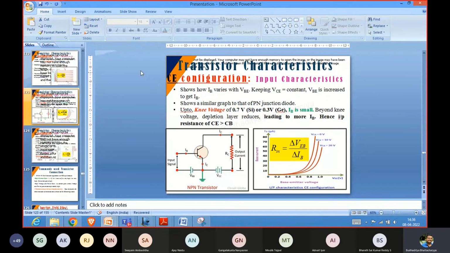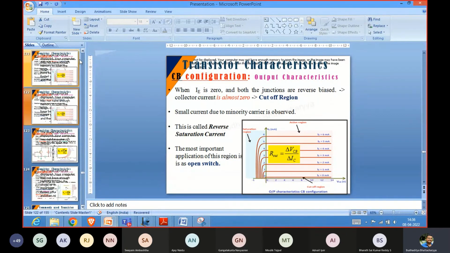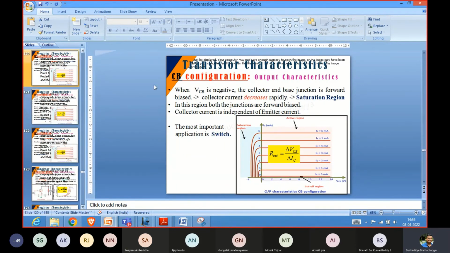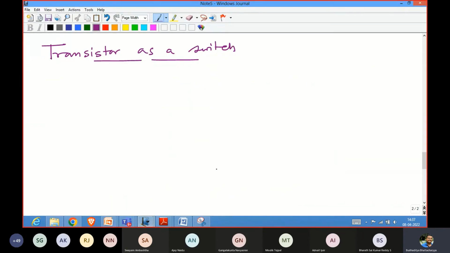So if I go back, this is one of the cases when cutoff is happening, and the other one was when we discussed that the active region was used for amplification, and I told you that the saturation region is also for switching. So the point now is how we can do that. Transistor as a switch or an amplifier: the amplifier we are not going to discuss here, we will discuss it in the fourth module. The amplifier is for the active region, so we are neglecting it for the time being.